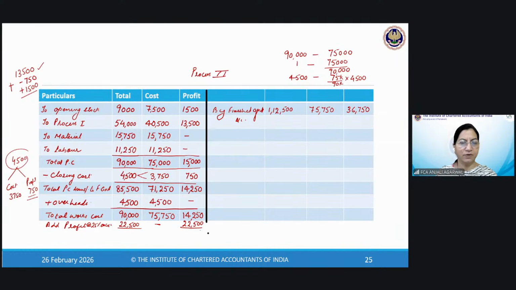22,500 is the profit which process 2 will make, which is pure profit, no cost. So 90,000 plus 22,500, 1,12,500 worth of goods moved to the finished stock account, which has a cost of 75,750 and which has the inter-process profits of process 1 and process 2, 14,250 and 22,500. Right?